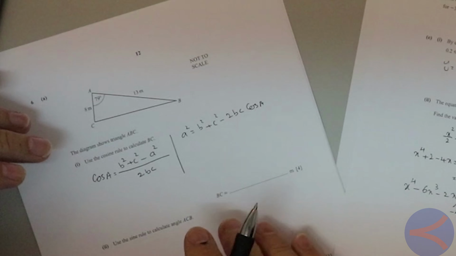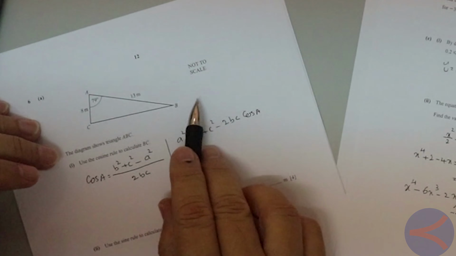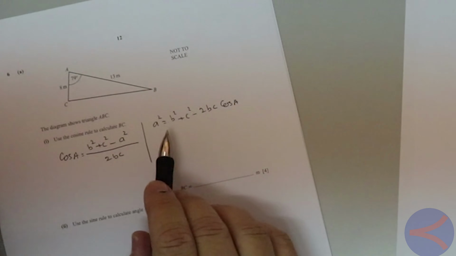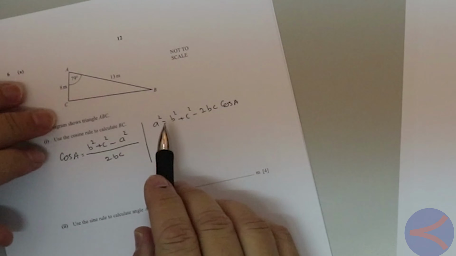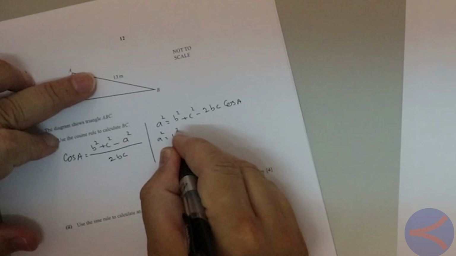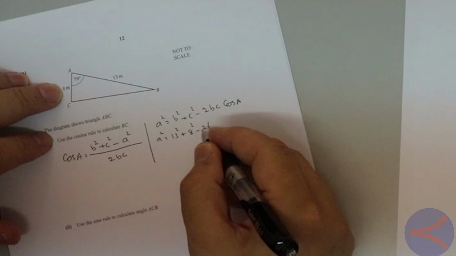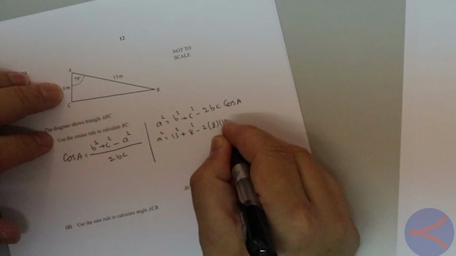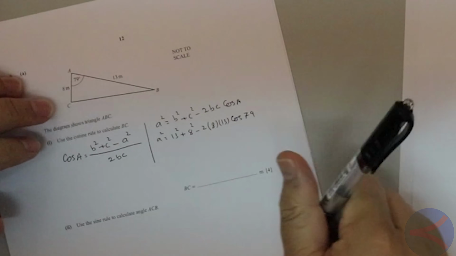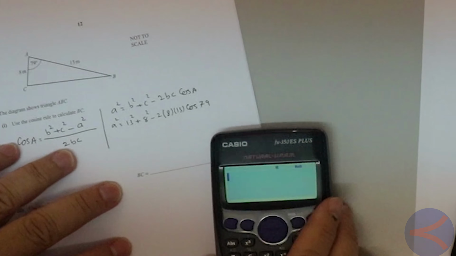Okay, therefore in either case, a squared is unknown. You can use this format or this format. For this question, this is easier. I don't know which one you have memorized, but in either case, you just substitute the values here. Therefore, a squared will be equal to b squared, which is 13 squared, plus 8 squared minus 2 times 8 times 13 times cos 79. Just put this in the calculator to get a squared and then take the square root to get the answer.